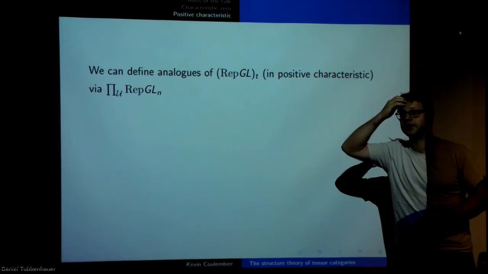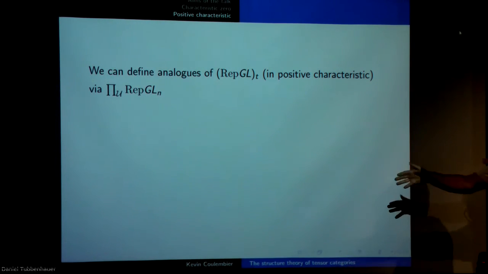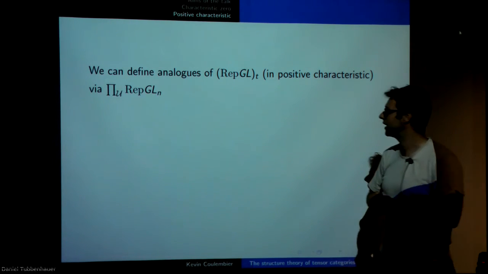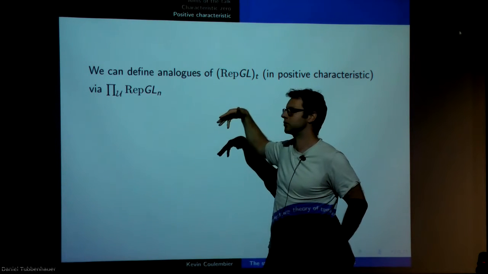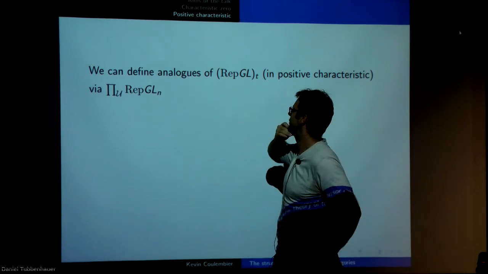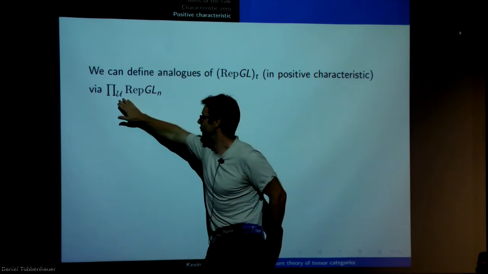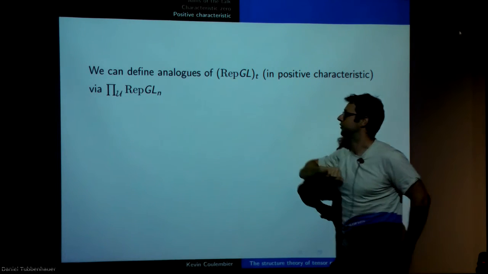So with this stuff defined, I can now actually make sense of this very weird question about characteristic 0, because we can define analogs of this, also via the usual construction, but it will be difficult to get something convenient, but with ultrafilters. So this also works in positive characteristic. You can define categories like this.